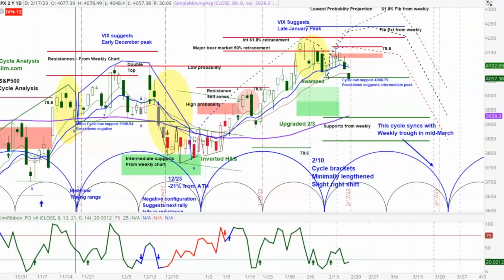This is an important breakdown. The market could fix itself. I doubt that's going to happen. That's a look at the S&P 500.